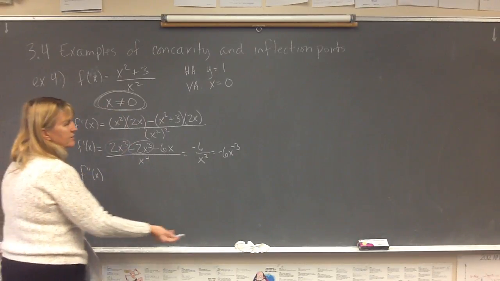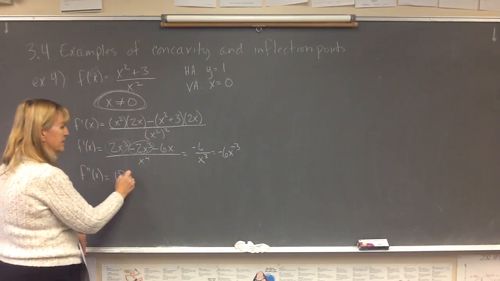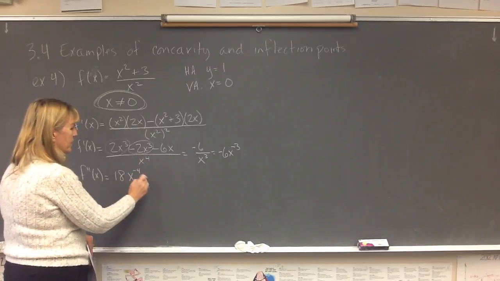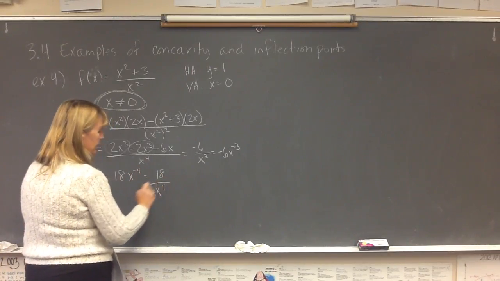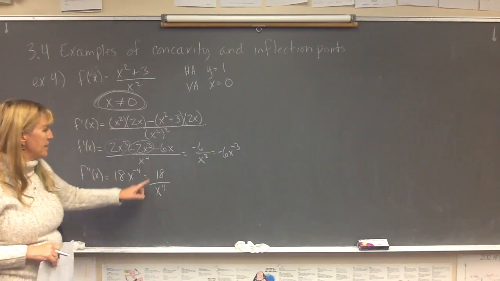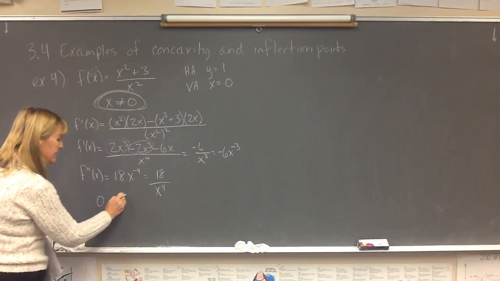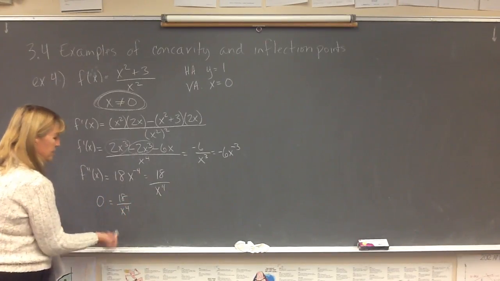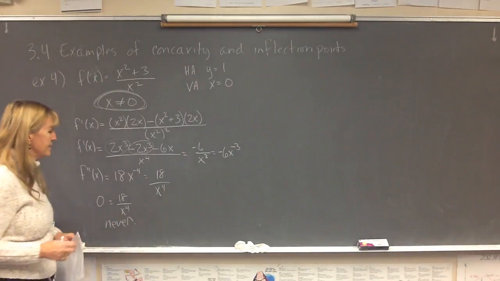So when I take my second derivative, I have negative 3 times negative 6, which is going to give me a positive 18, x to the negative 4. So that's 18 over x to the 4th. It doesn't look to me like there's any way I'm going to make this thing equal 0. Do you think there's any way 0 will equal 18 divided by x to the 4th? This is never. There's no x value that will ever make that happen.